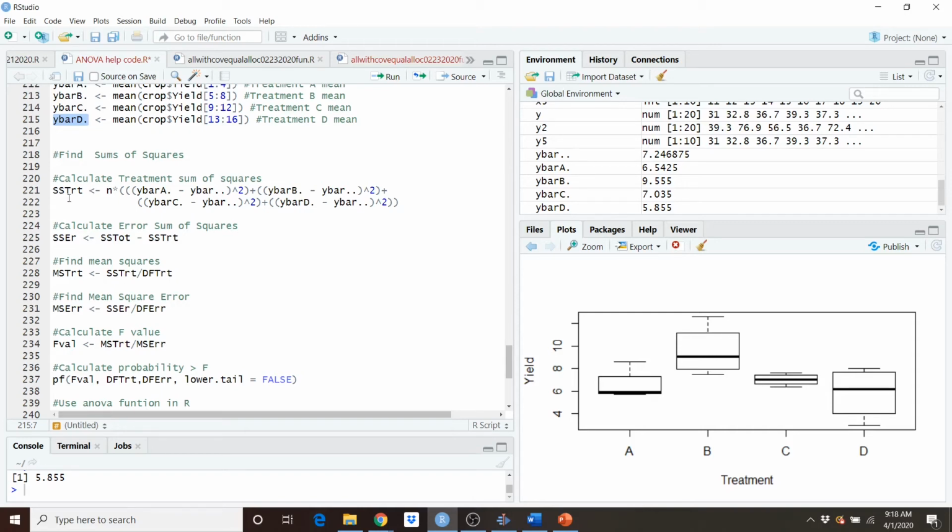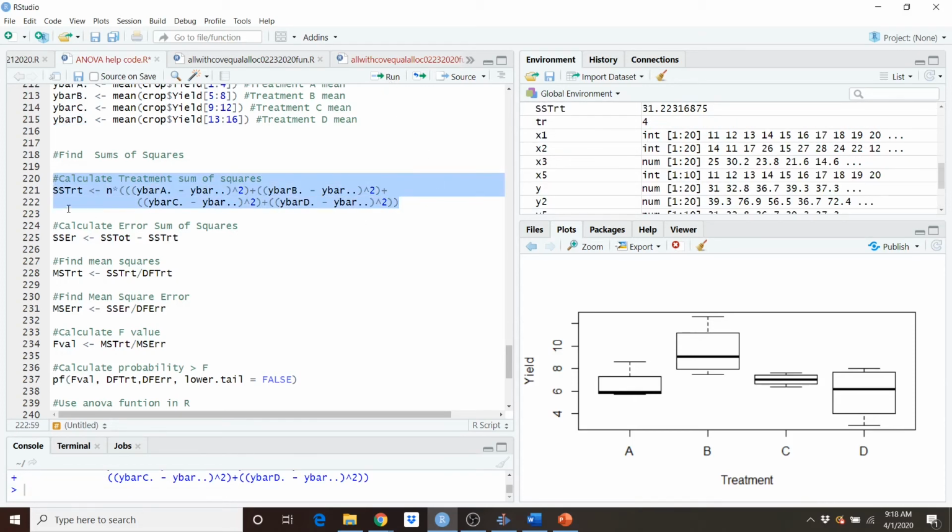Now I need to find my sum of squares. So, sum of squares treatment, remember, that's the number of replications in the group times the group mean minus the overall mean quantity squared. So here I've got y bar A dot minus y bar dot dot quantity squared, group mean for A minus total mean squared, plus B's group mean minus total mean squared, plus C's group mean minus the total mean squared, plus D's group mean minus the total mean squared. And so what I get for my sum of squares treatment is 31.22317.